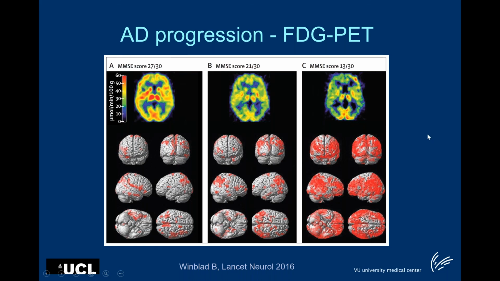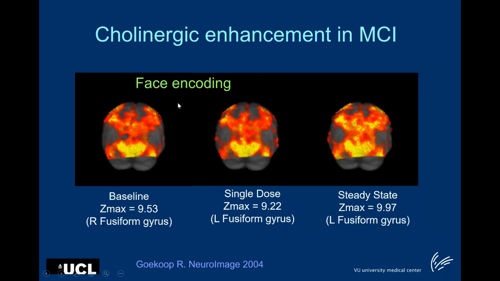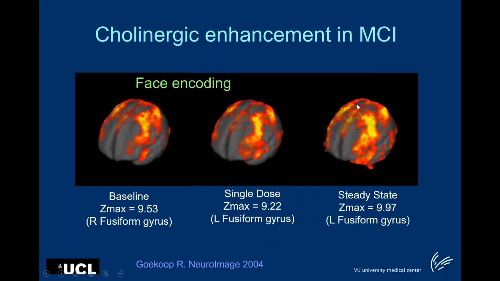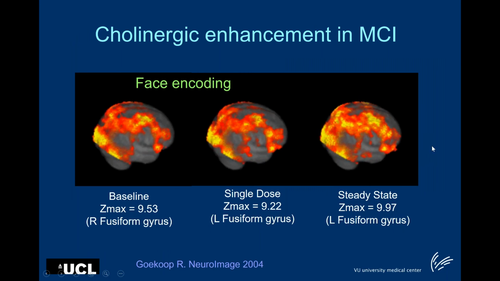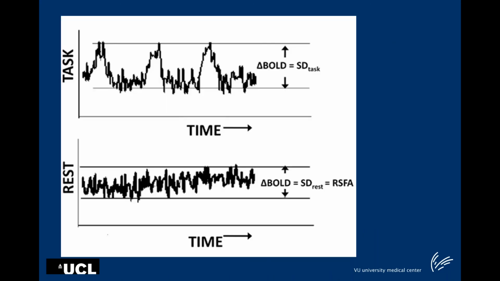We can also use fMRI. Task-based fMRI has been used in AD, and you can see reduced activation with various tasks. This was some work that we did a long time ago with visual encoding, a memory paradigm, and you can see that people had difficulties activating their brains in the relevant regions. And if you give them some cholinergic enhancement, this was with another task with face encoding, you can see that you overall increase the brain activation upon a task, consistent with the fact that these drugs have some effect in the short term in patients with Alzheimer's disease.